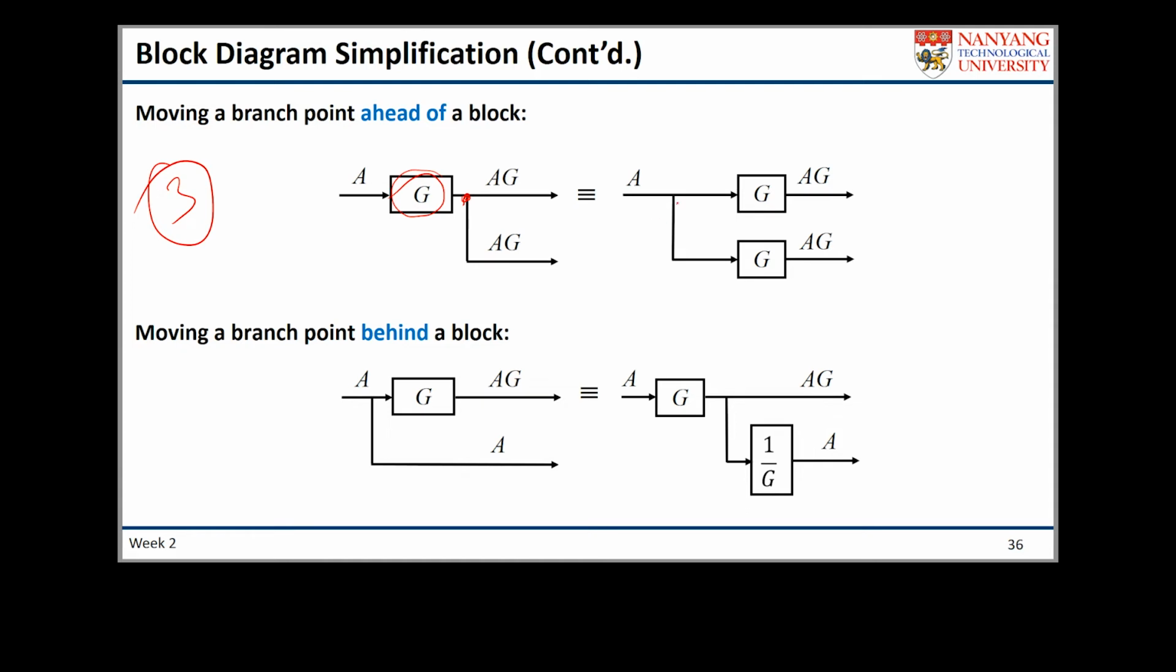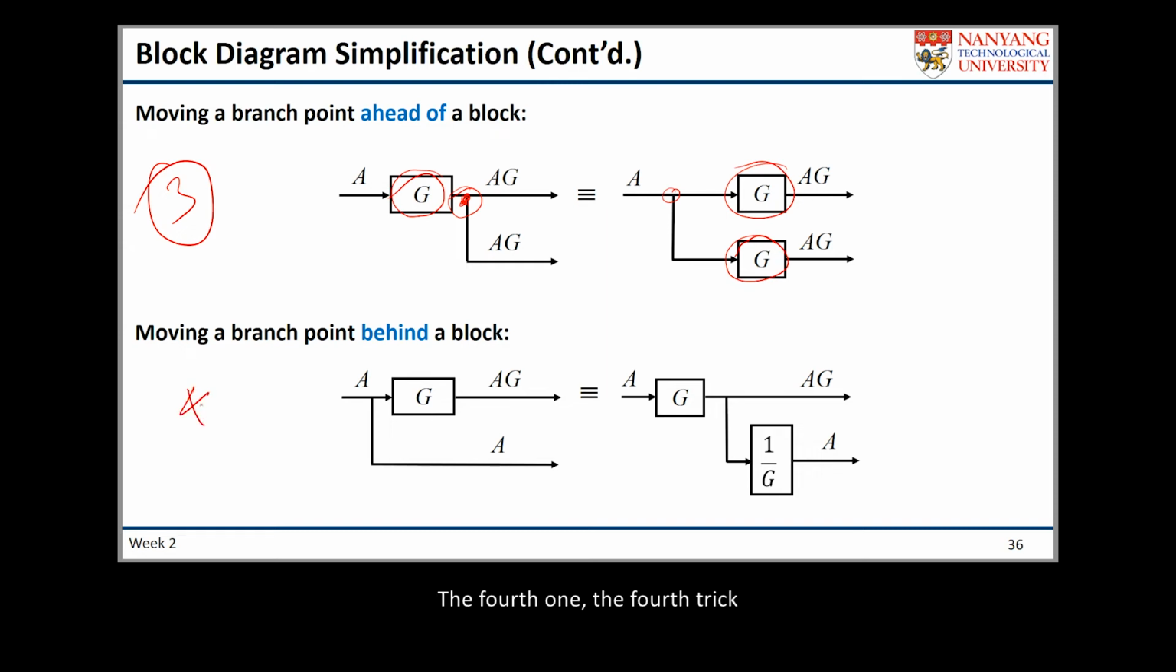But if you do that, so if you put the branch point before the block G like this, you can do that, but you need to add one block on the second branch. These two are also identical. So again, there might be a case when you need to simplify your complex block diagram by swapping one block with a transfer function G, let's say, with the branch point that follows the G. You can do that. But if you do that, you have to add another block on the second branch.